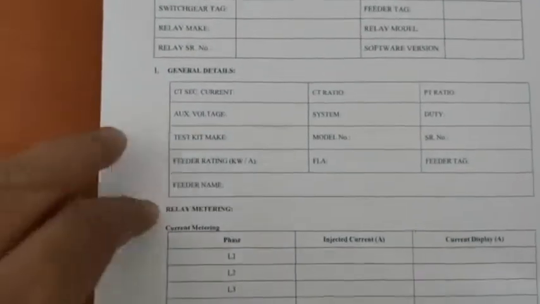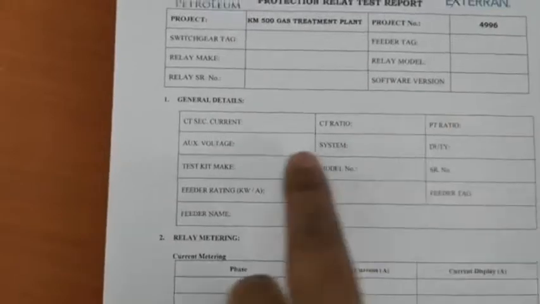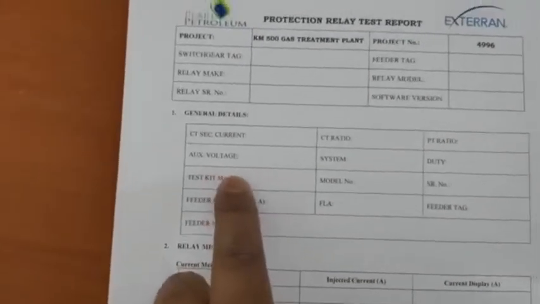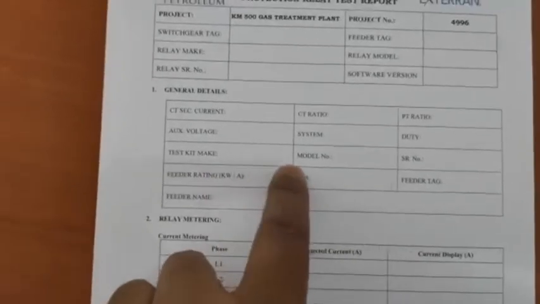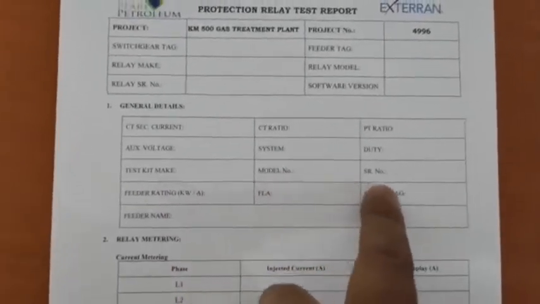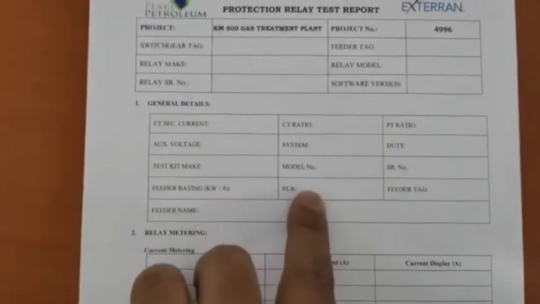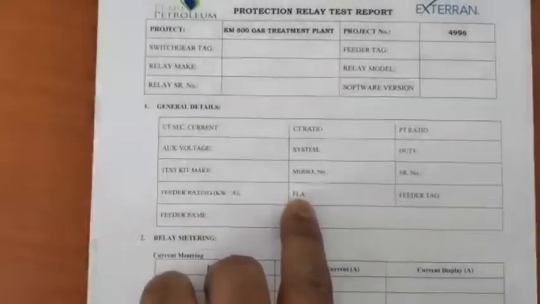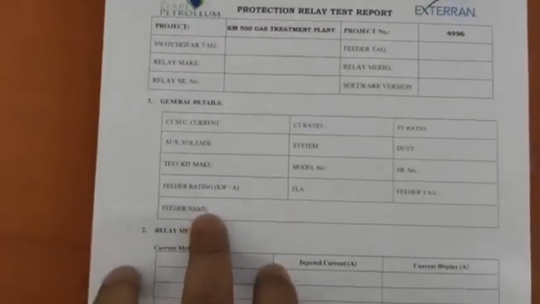Then general data: CT secondary current, CT ratio, PT ratio, auxiliary voltage, relay system duty, then test kit make Omicron, model CMC356 and serial number, feeder rating in kilowatts, and then full load current. This is FLM, the full load current, and feeder tag, and then feeder name. Okay, then it comes down.